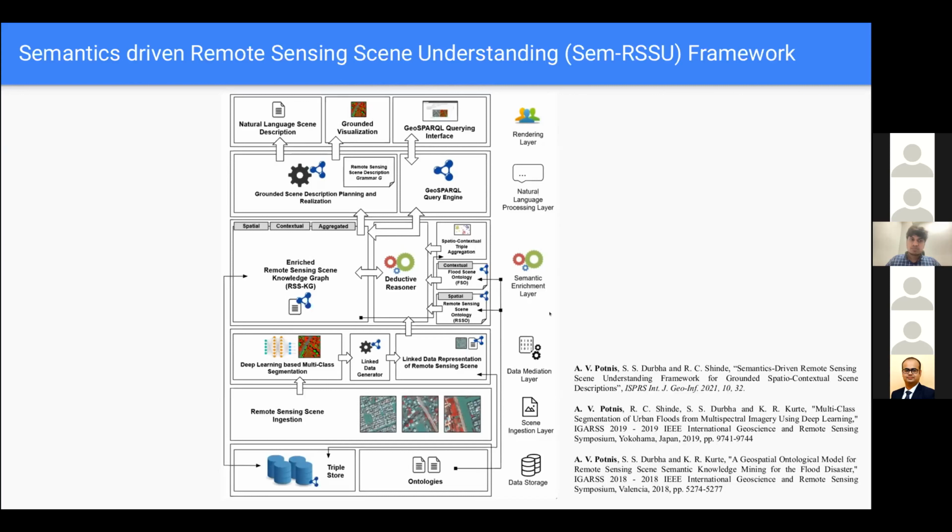So let's take a moment and try and understand the semantic enrichment layer in detail. I would like to reiterate the fact here that till the data mediation layer, the raster is actually translated into a knowledge graph. And then this knowledge graph is enriched with the ontology as background knowledge to convey the context and the spatial aspect of the particular data, right? So let's get into the details of each and every block in this framework.